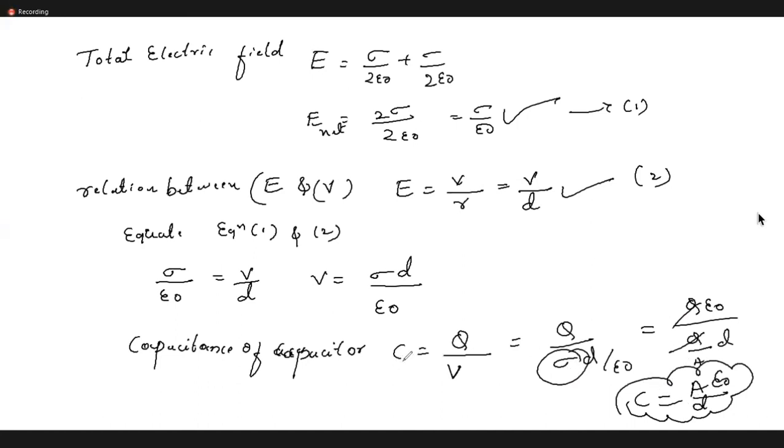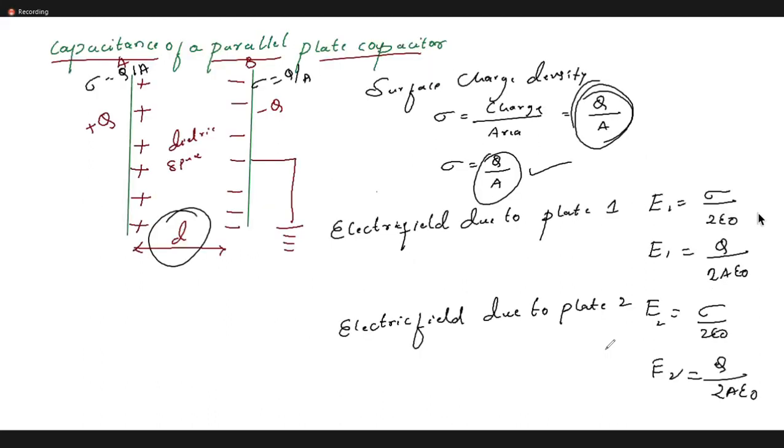So the capacitance of a capacitor C is equal to total charge by potential. The potential I got for the parallel plate is sigma D by epsilon naught, where sigma is the surface charge density, that is, Q by A, into D. So Q by Q gets cancelled. Then let me write it as A epsilon naught by D. Is it clear? Can I go to the previous page?